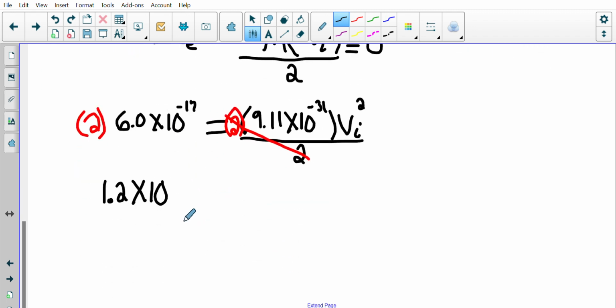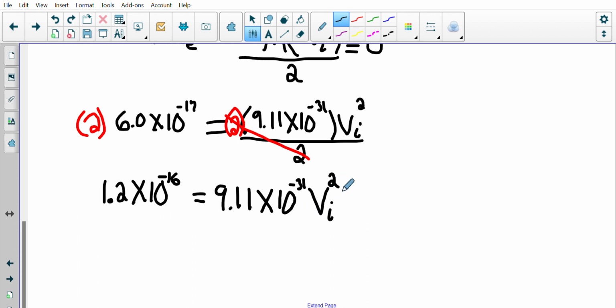Okay, and so let me see here. I take that 6.0 times 10 to the power of negative 17, and then multiply by 2, and I get 1.2 times 10 to the power of negative 16. And again, that's equal to 9.11 times 10 to the power of negative 31. We have some very small things we're dealing with here. Times VI, the initial velocity, squared.